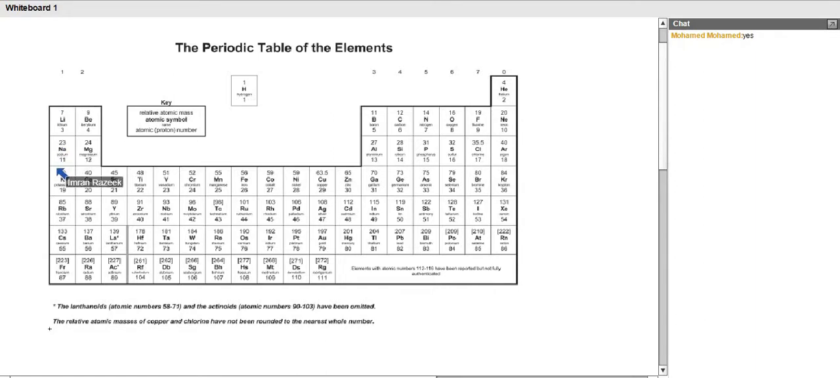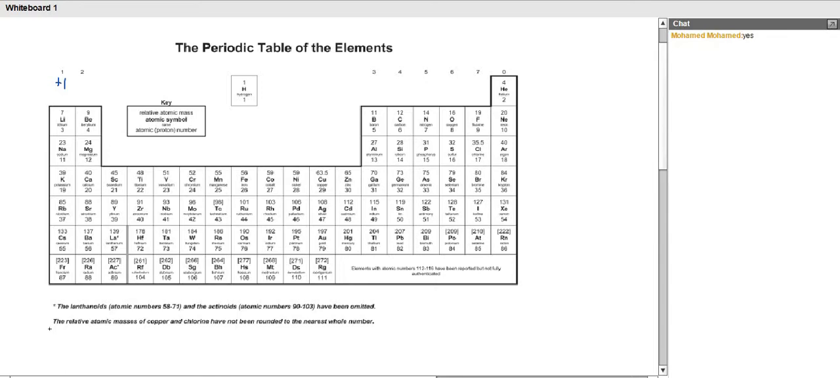All the group 1 elements have one electron in the outermost shell. So as a result, they are not stable because they have one electron. So they lose that electron. When an atom loses an electron, it will develop a unipositive charge. So the valency of the group 1 elements will be plus 1. The valency is a charge acquired by an atom by losing or by gaining electrons.